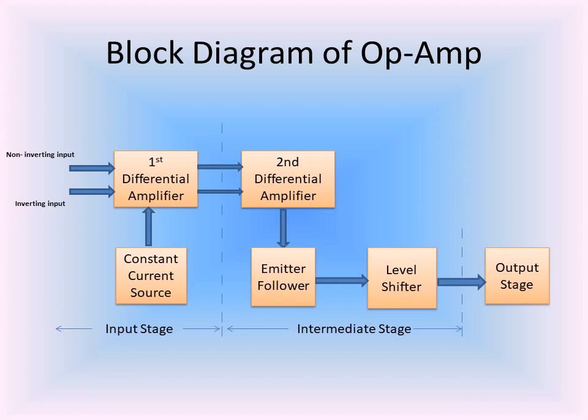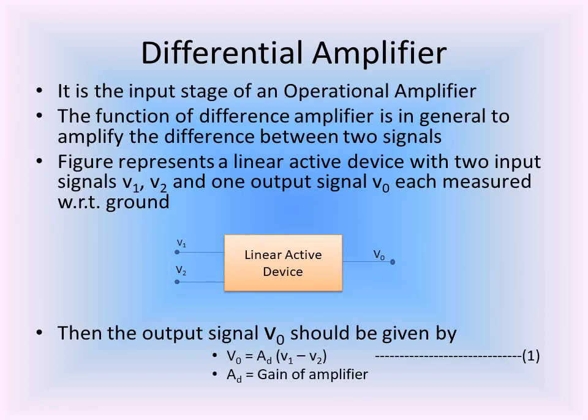Now since we see in the block diagram, the most important first stage of op-amp is a differential amplifier. So first of all, we will study differential amplifier. Now what is a differential amplifier? It is, obviously, the input stage of an operational amplifier. Its function is in general to amplify the difference between the two input signals.